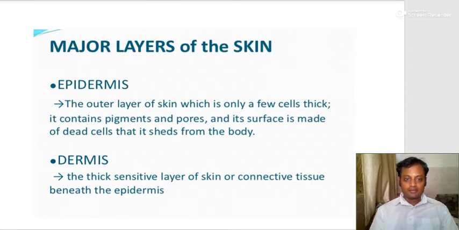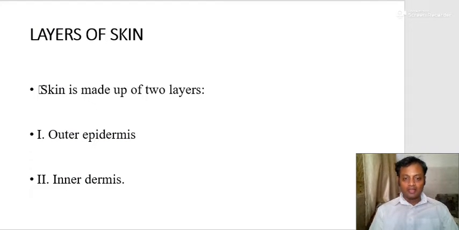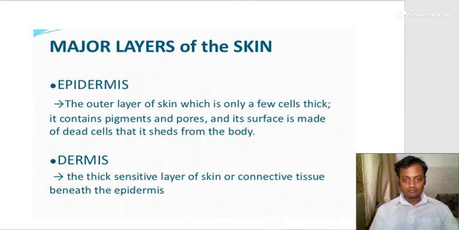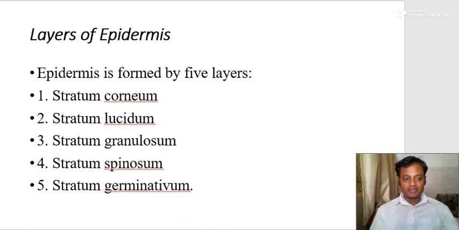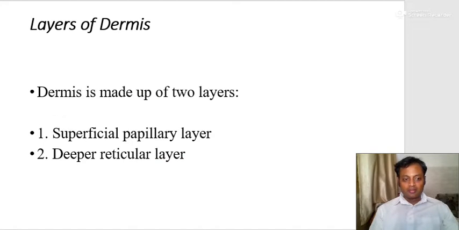So skin has two layers, outer layer and inner layer. Outer layer is epidermis and inner is the dermis. Epidermis again is divided into five: stratum corneum, stratum lucidum, granulosum, spinosum, and germinative. So these are the five divisions of epidermis. Dermis is divided into two layers: superficial papillary layer and deeper reticular layer. These are the two divisions of dermis, right?